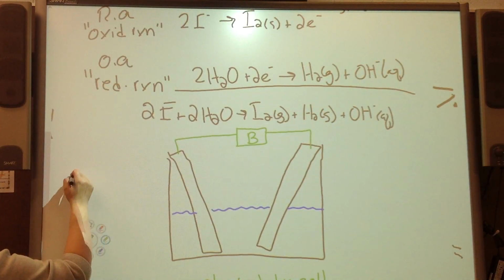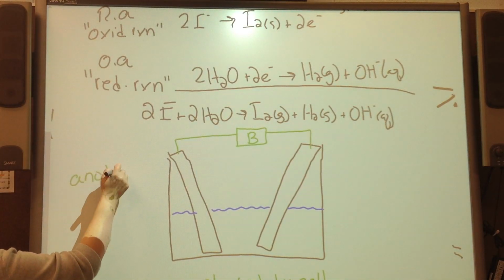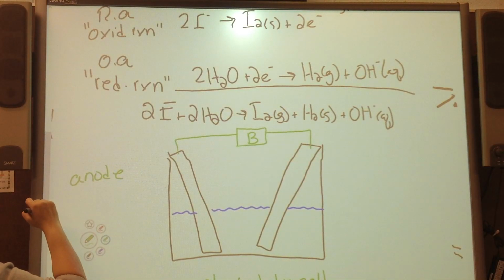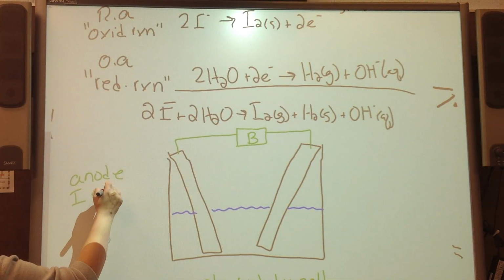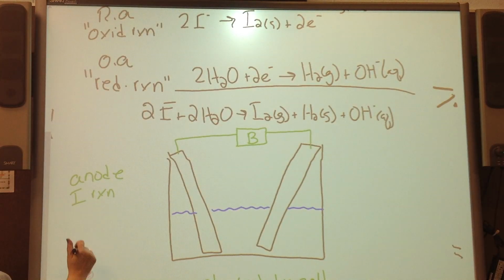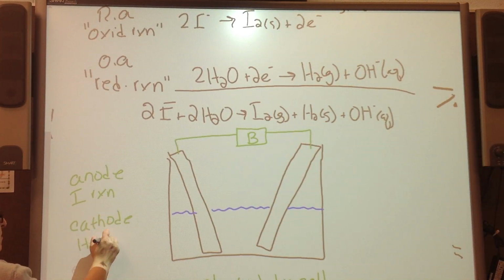So at the anode, we're going to find the iodine reaction. And at the cathode, we're going to find the water reaction. Okay?